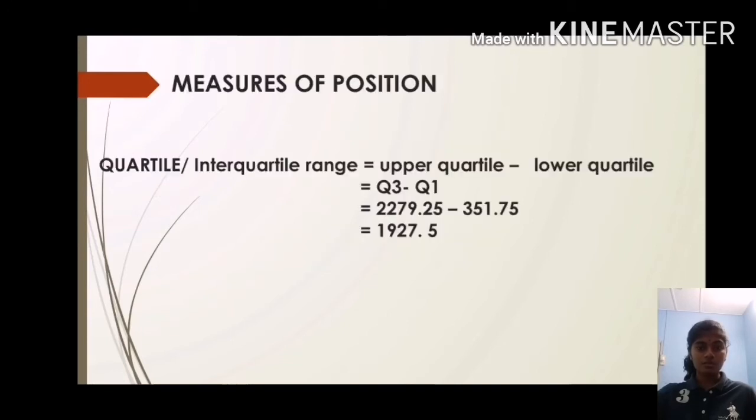Next is measures of position. Under measure of position is quartile. To find the interquartile range is upper quartile minus lower quartile. And the value of interquartile is 1927.5.